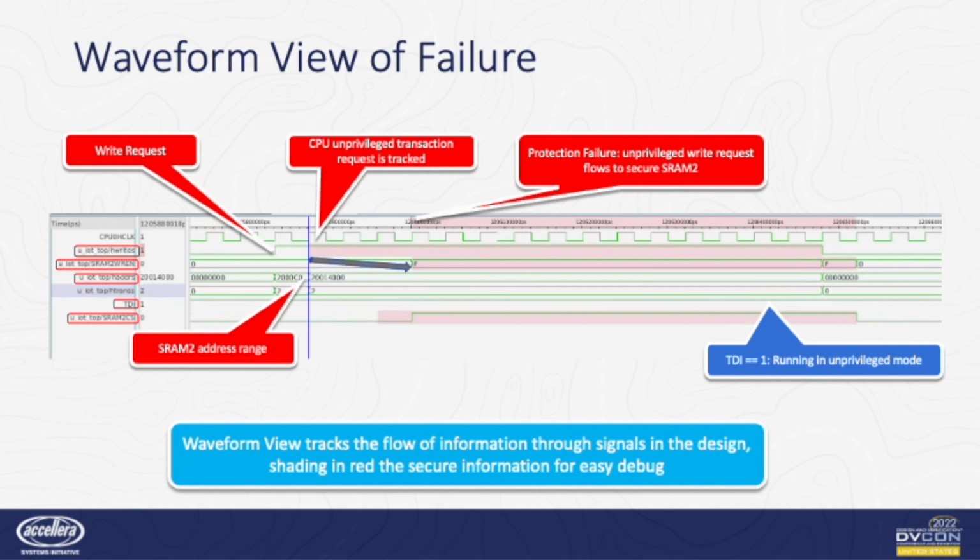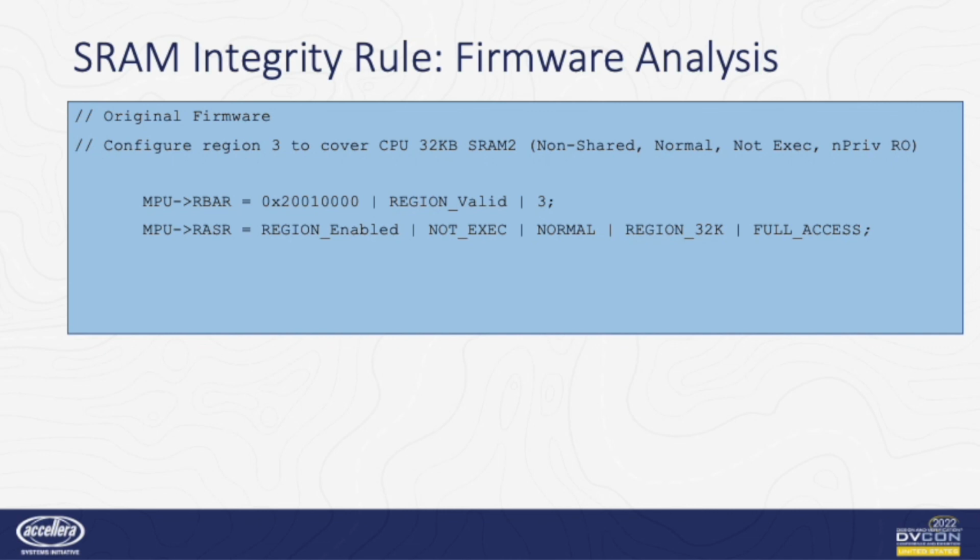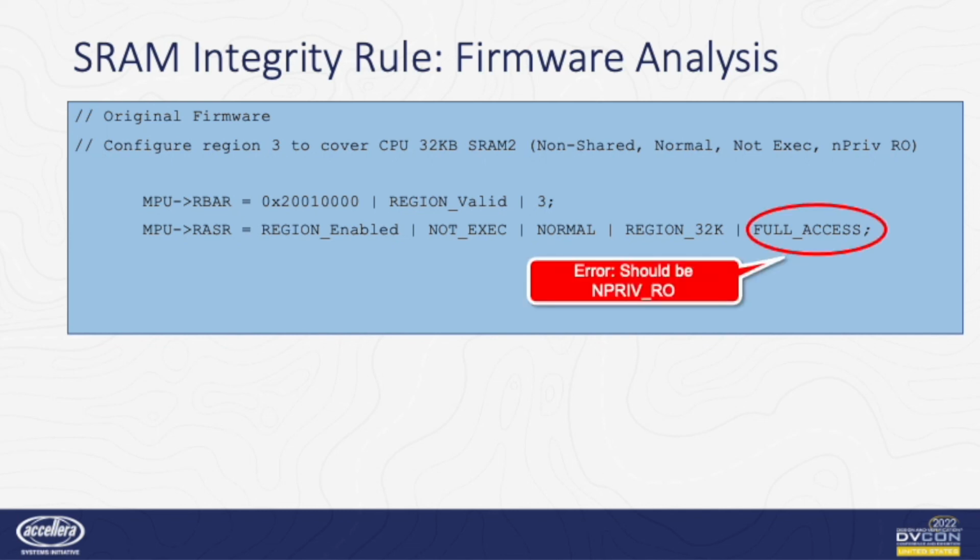So the question now is, why was this write request made to the SRAM2 even though the firmware programmed the memory protection unit to not send this request out of the CPU? So let's next examine the firmware. If you look at the firmware and the code wherein the regions are enabled based on certain conditions, we find that there was a bug in the firmware.